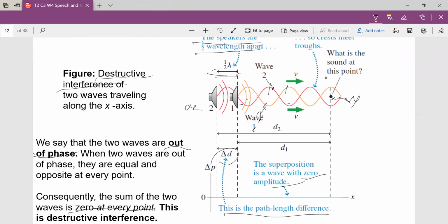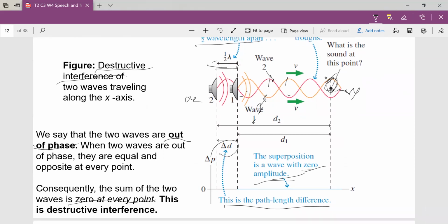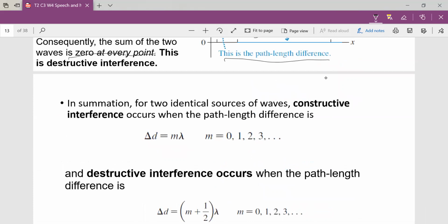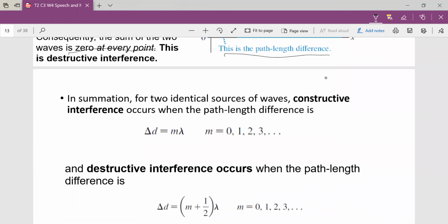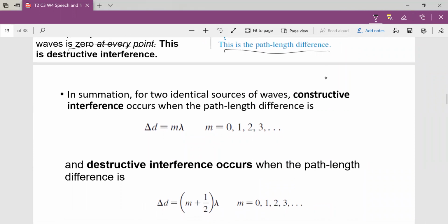So at this point, you tend to hear nothing. Why? In the first case, you hear a loud, distinct sound. But here, it's a point where you don't hear the sound at all because the amplitude becomes zero. The superposition cancelled out. So from our knowledge of the principle of superposition, the summation of the two identical wave sources gave us the constructive interference in that scenario.